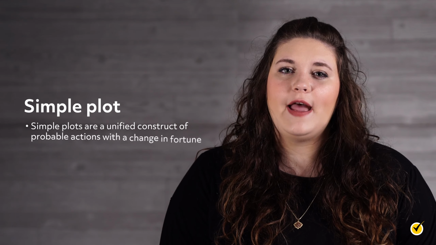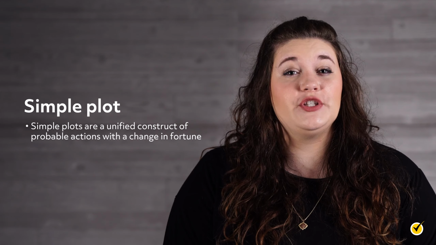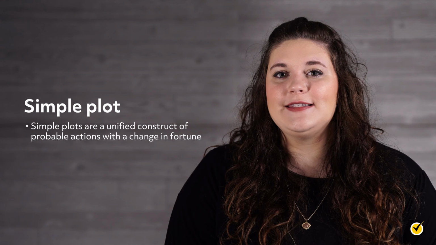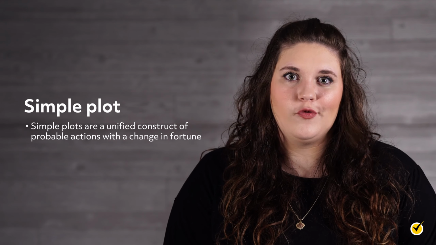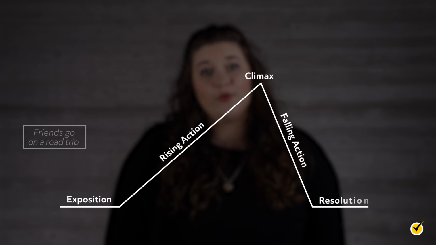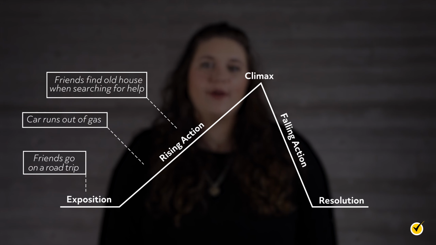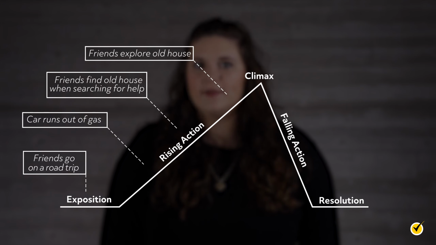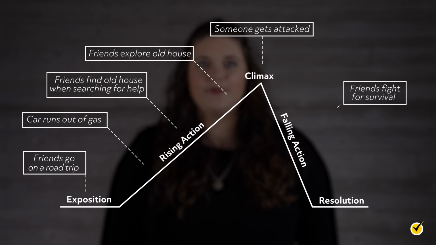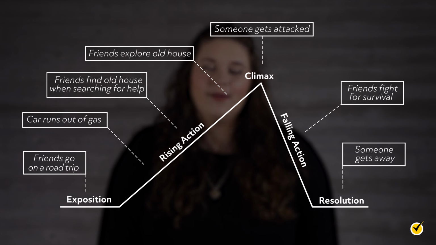Aristotle also believed there were 2 types of plots, simple and complex. Simple plots are a unified construct of probable actions with a change in fortune. This can be seen clearly in most cliché horror movie plots. Friends go on a road trip, car runs out of gas, friends find old house when searching for help, friends explore old house, someone gets attacked, friends fight for survival, someone gets away. There is a chain of cause and effect events in this simple plot that move the story forward.